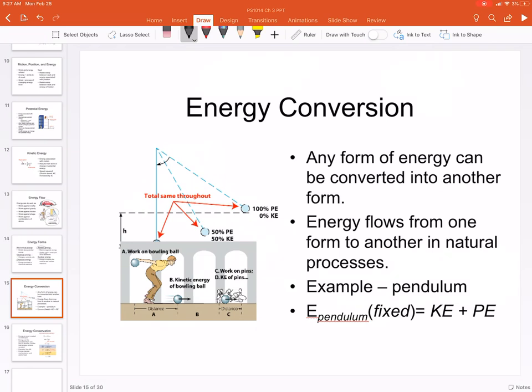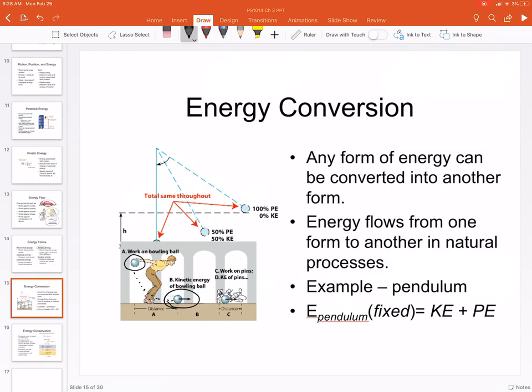So for instance, it's showing you a pendulum here in the form of a bowling ball. So this guy, he's holding this bowling ball out straight right here. And for a moment, that is not moving. So it has 100% potential energy because it's not moving. In order for it to have kinetic energy, it has to move. So as soon as it starts to work its way down to this position where it's on the ground, it's gaining kinetic energy. And at the same time, it's losing potential energy. When it's on the ground right here, it has 0% potential energy.